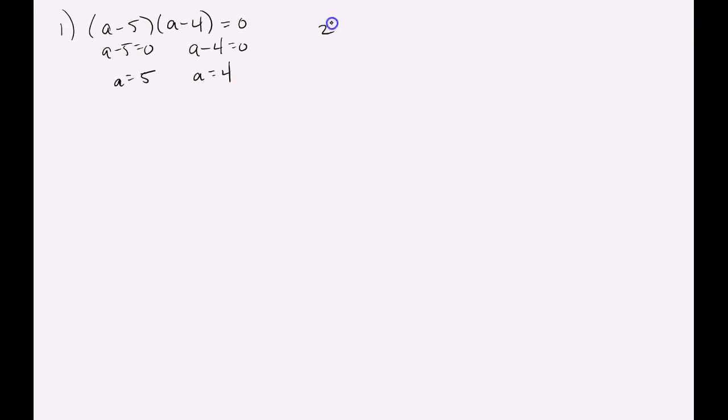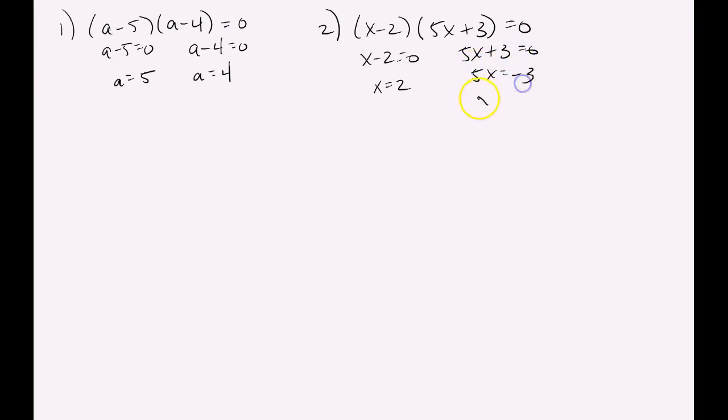Okay? Number 2, same thing. They've already put it into factored form for you. So you're just going to take the first parenthesis, set it to 0, and you're going to take the second parenthesis and set it to 0. And those are your two answers that you should get.